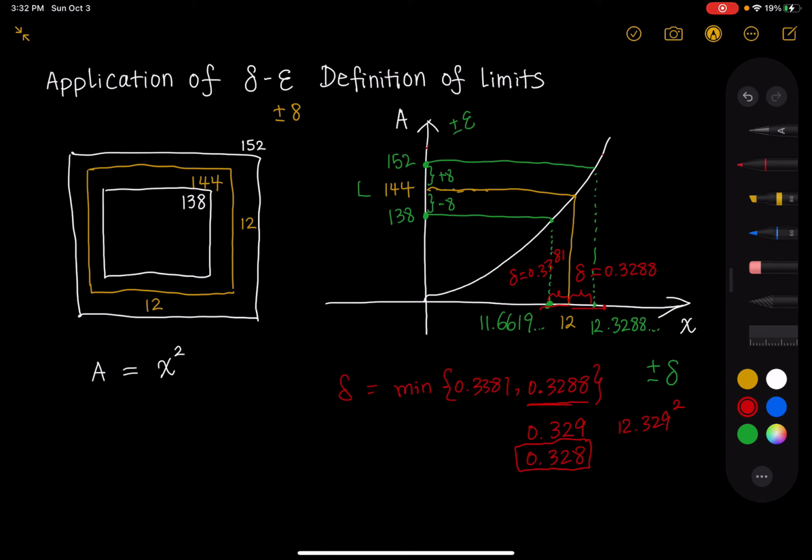But this is just looking at the graph. How do we use the delta-epsilon definition to solve this rigorously? I'm going to show you in the next video.